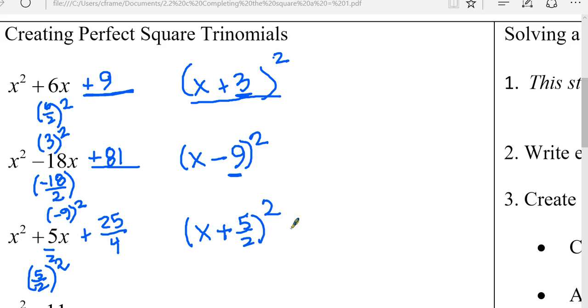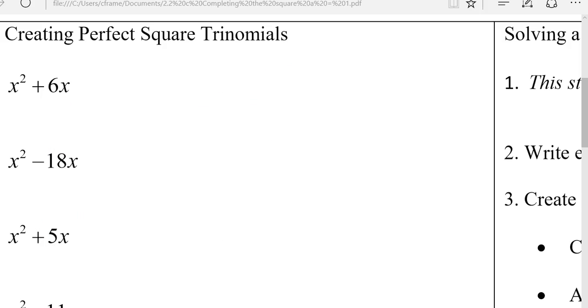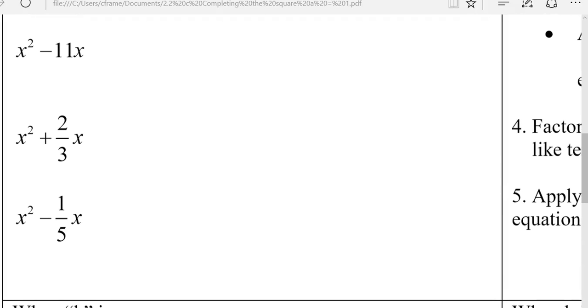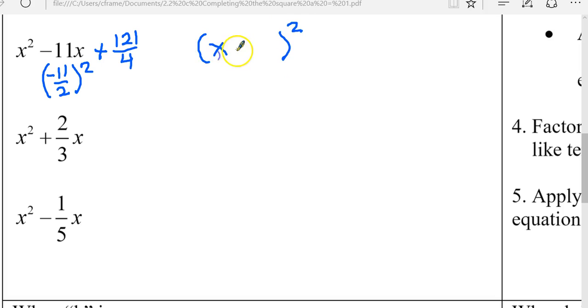Okay, I'm going to move the screen up. Let me do that. Get these last 3 done. Now we're going to create some more perfect square trinomials. We have another b that is odd. So we cut it in half and square it. When we square it, we get a positive 121 over 4. And then we factor it, and we get x minus 11 halves quantity squared.